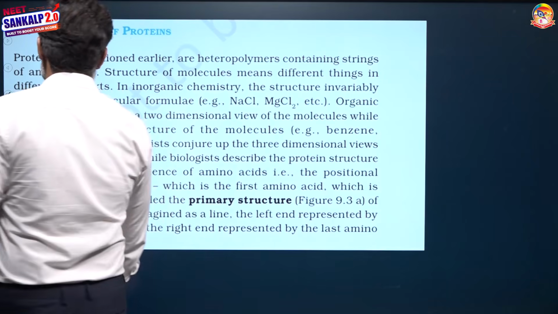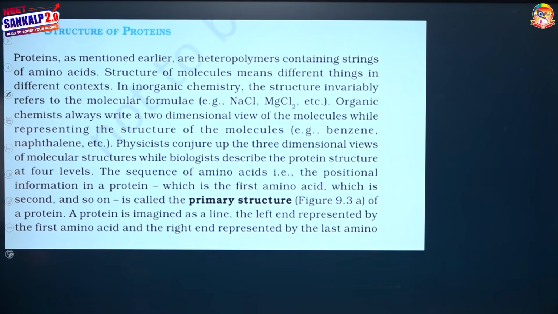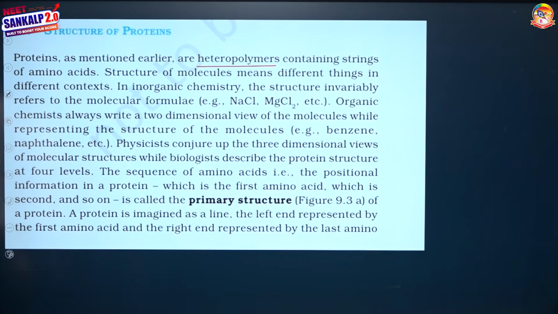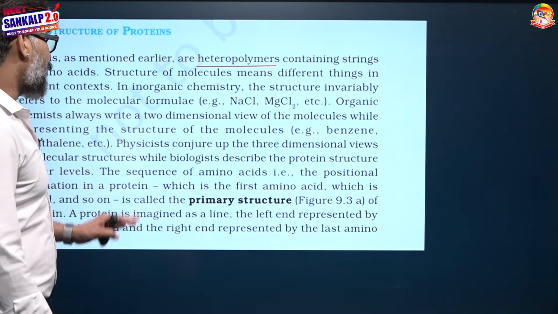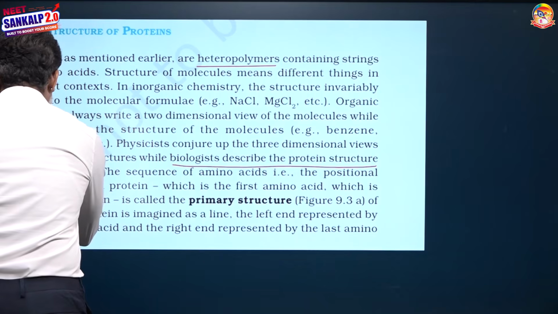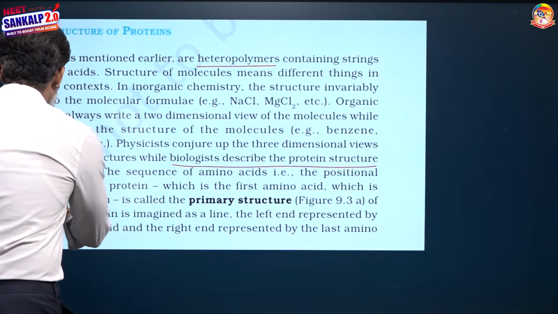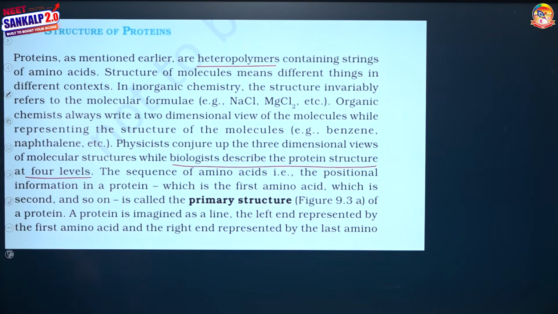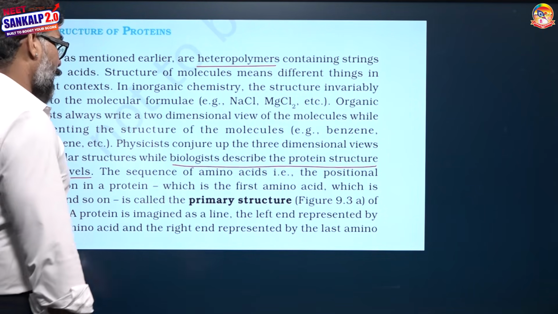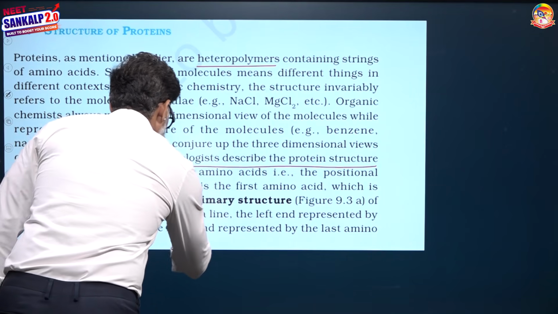Protein structure. Proteins, as mentioned earlier, are heteropolymers, containing strings of amino acids. Structure of the molecule means different things in different contexts. From the biology point of view, biologists describe protein structure at four levels: primary structure, secondary structure, tertiary structure and quaternary structure. The sequence of amino acids, very important line.